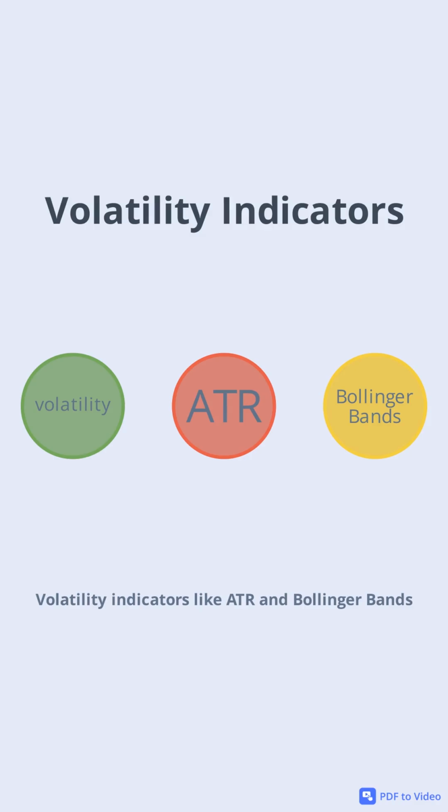Volatility indicators like ATR and Bollinger Bands measure how much a stock's price fluctuates. High volatility can mean bigger risks and rewards, while low volatility often signals a period of consolidation or indecision.